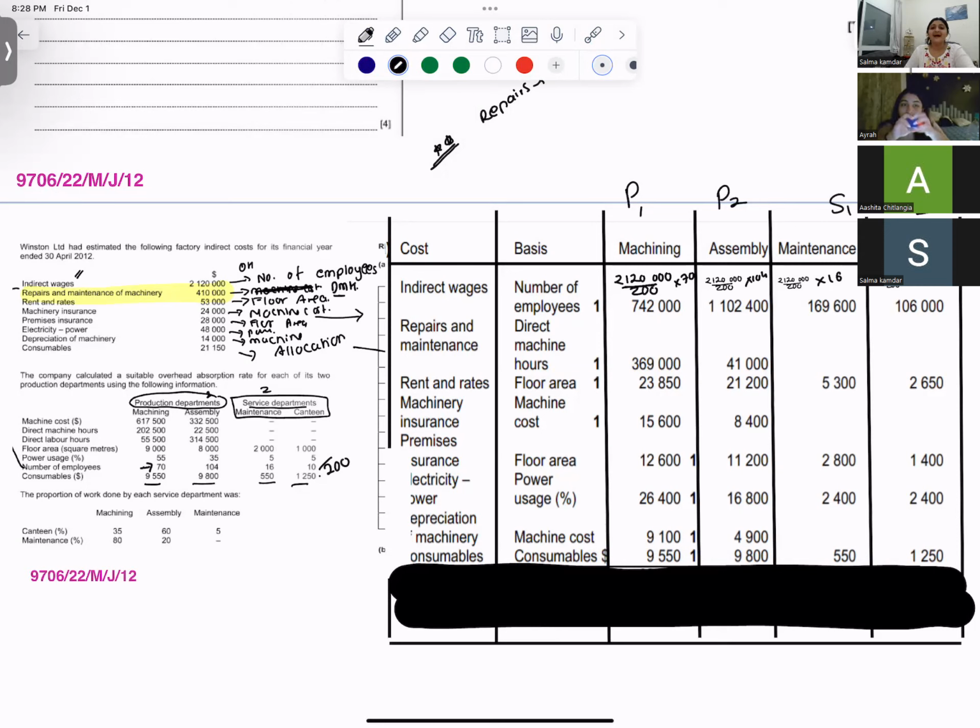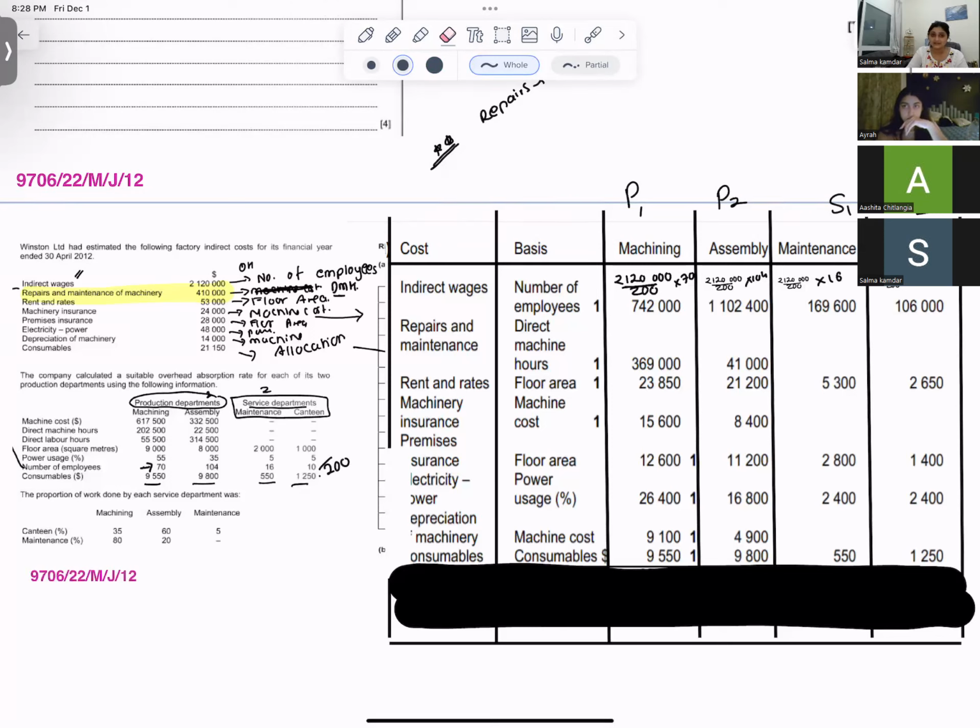Production department. I need you to go and watch video 1 and video 2 after this lecture. Who sells the ultimate product? Production department, because the production department is the one who produces the goods and services and is ultimately going to sell them, and the service department is just going to help the production department to do their work.